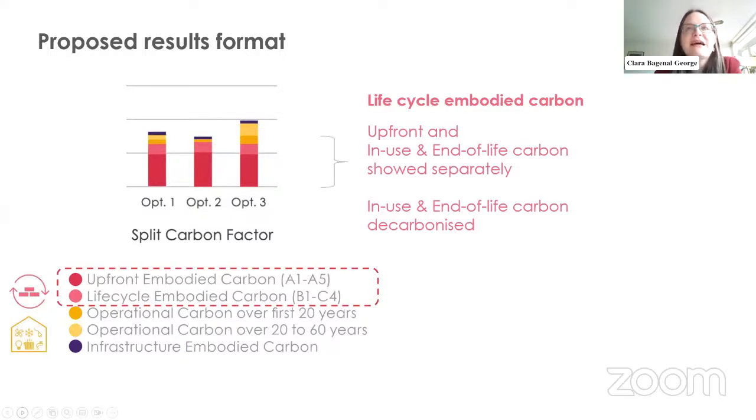So you can see that the upfront embodied carbon is shown in a dark pink, and then the in-use and end of life is shown separately in a light pink, and we've applied decarbonisation to those.